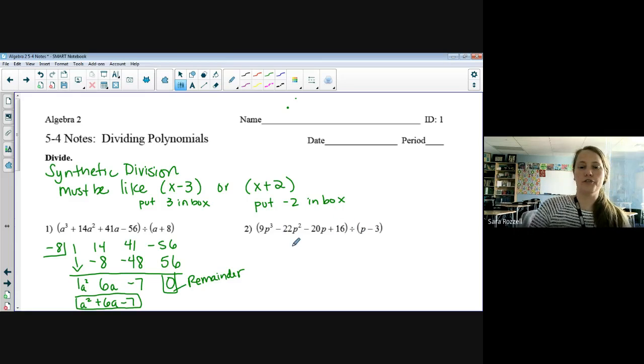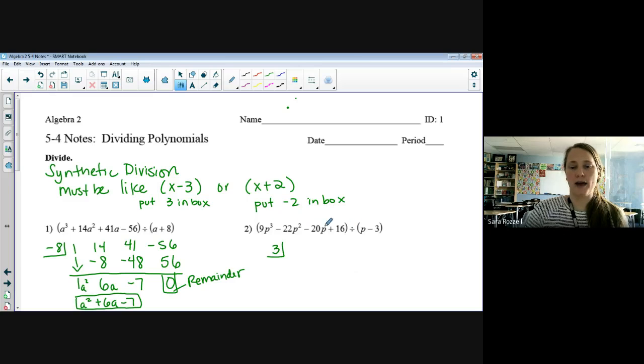All right, so we're going to work through number 2. We'll do this one all the way together. So the first thing we want to look at is see what we need to put in our box. I have p minus 3. So what kind of 3 needs to go in the box? A positive 3.